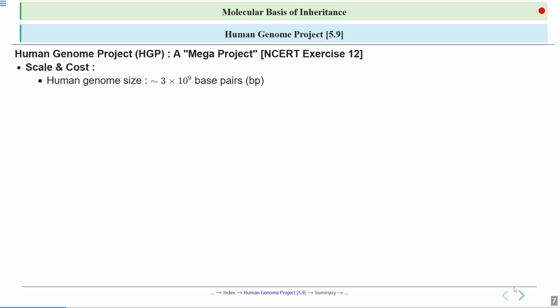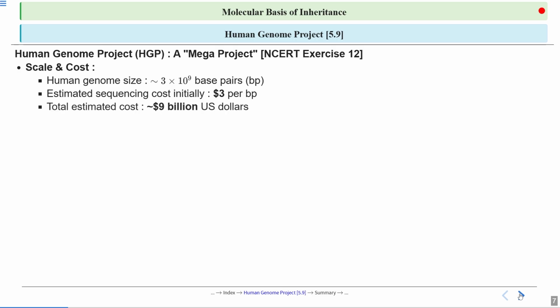We know that the human genome size is approximately 3 into 10 to the power 9 base pairs, and the estimated sequencing cost initially was $3 per base pair. So what is the total estimated cost? The total estimated cost is approximately 9 billion US dollars. This is a very huge amount.